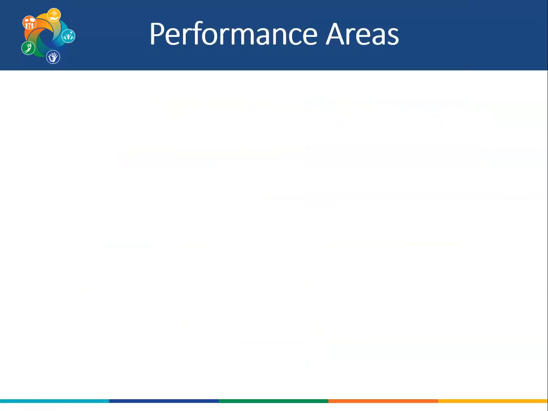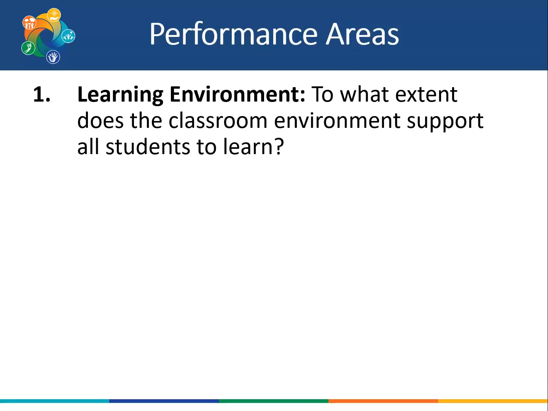There are 3 performance areas in the Delaware Teacher Classroom Observation Framework. The first performance area is called Learning Environment. The essential question is, to what extent does the classroom environment support all students to learn? Here is where you'll tag evidence related to classroom procedures, behavior management, and access to learning for all students. A strong learning environment is a necessary piece of effective teaching and learning, but it alone is not sufficient.